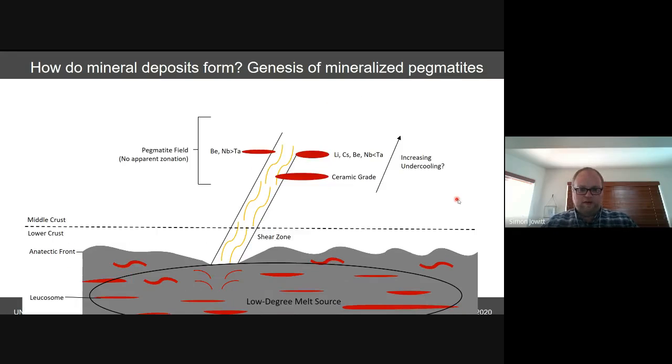Here's another model where basically you have melting of crustal rocks as a result of heating, and that forms again these magmas that can form these pegmatites. So what we have is different models that we can actually go out there and test, determine which is more applicable, then use that to inform how we can understand where to look for new mineral deposits.